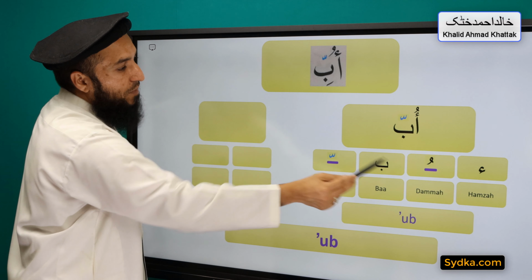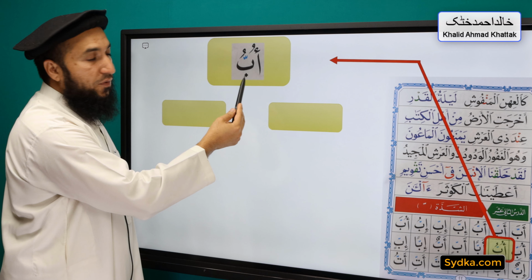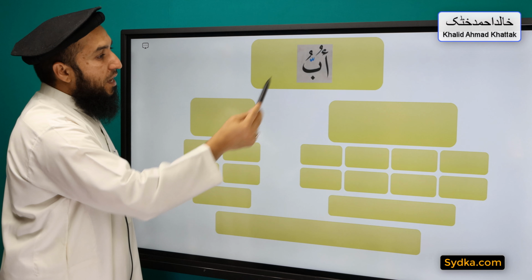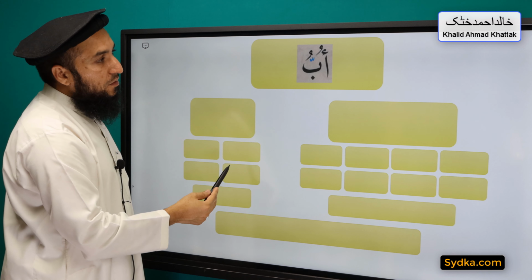The second syllable we have is Ba Kasra Bi. Ba is a light letter, it has kasra underneath and it is prolonged for one count. Ba Kasra Bi. Combining both syllables together we have Ubbi. Ubbi. The next word we have is Ubbu, and it can be divided into two syllables.